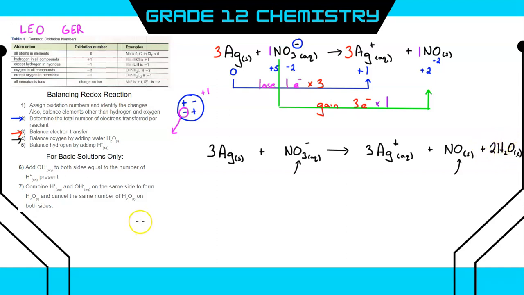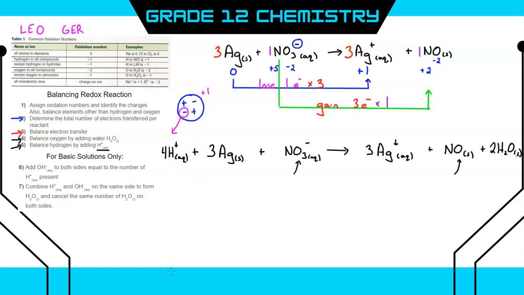Okay, so now you've probably realized there's a problem. Hydrogen has just been added into the equation, so it's not balanced. So what are we going to do? We're going to balance hydrogen by adding hydrogen ions. Okay, now this is an acidic solution, so we've got 4 hydrogens in our products. So let's add 4 hydrogen ions into our reactants.